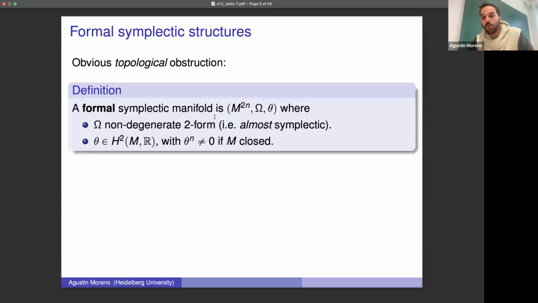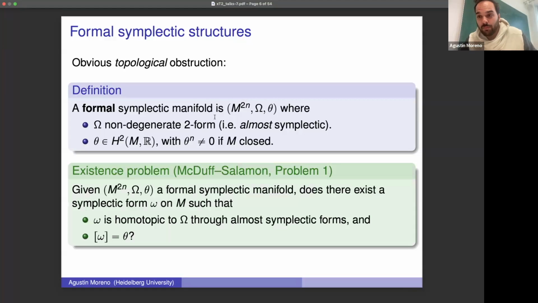In principle, this is what you need in order to have a chance at all of having a symplectic structure. A symplectic structure induces a formal symplectic structure. The question is whether the converse also holds. If I start with this data, can I find a symplectic structure realizing it? This is the existence problem, and you can find it listed in McDuff and Salamon's introductory book on symplectic geometry as problem 1. So this is the very first open problem, actually.